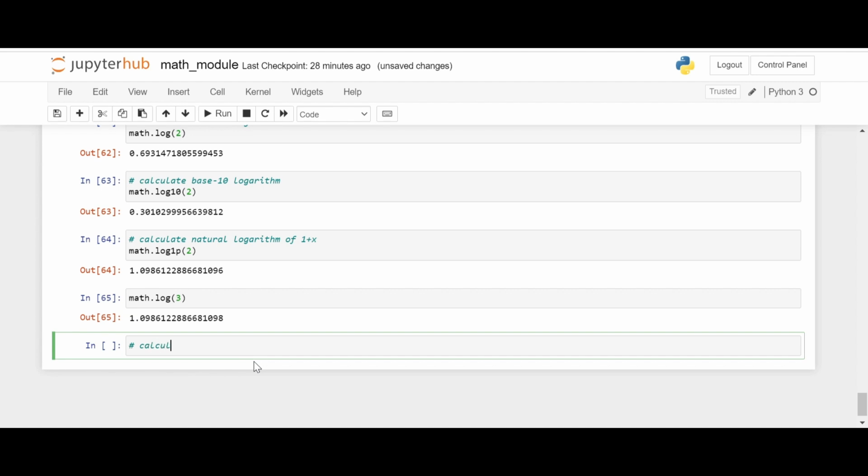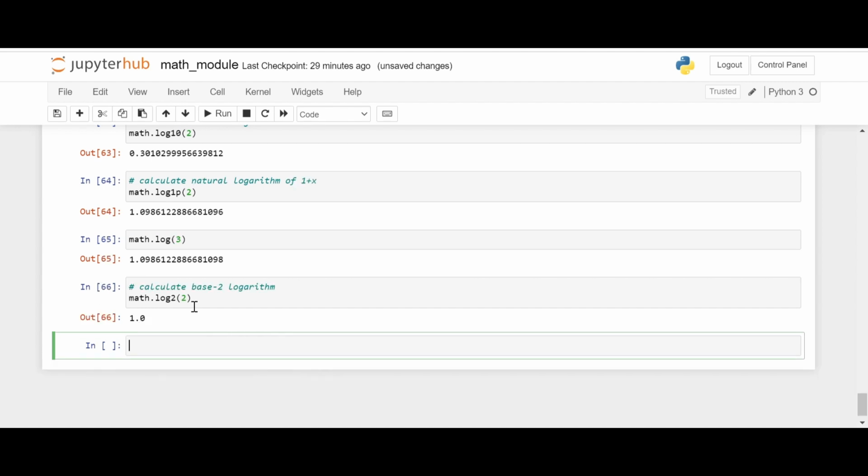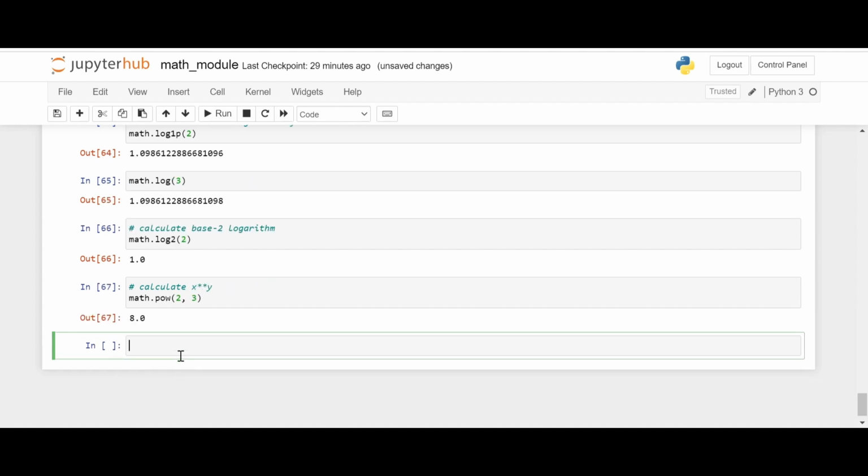Finally calculate base 2 logarithm, math.log2. We get 1 because 2 to the power 1 comes in the front, and log 2 to the power 2 is 1. So 1 multiplied by 1 is 1. Calculate math.pow. So this will calculate 2 to the power 3, we will get 8.